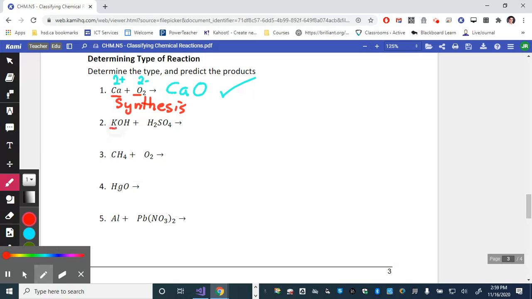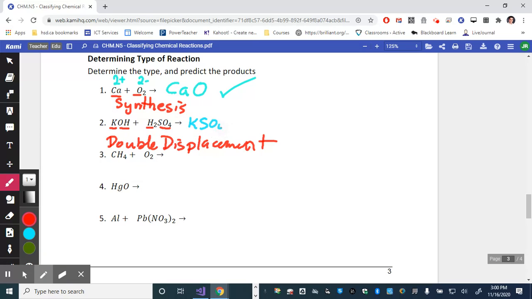Well, it's potassium hydroxide and hydrogen sulfate, right? And so it's two pairs, so this is double displacement. There's no really other option here. Yikes, it's a lot of writing. Double displacement, and so what's going to be the products of this? It's going to be potassium sulfate, K2SO4, mixed with hydrogen hydroxide, HOH.